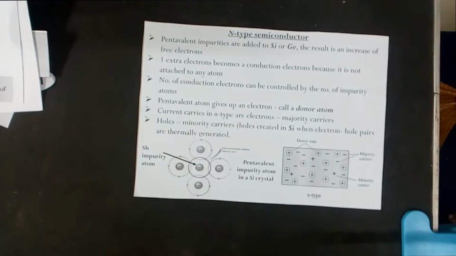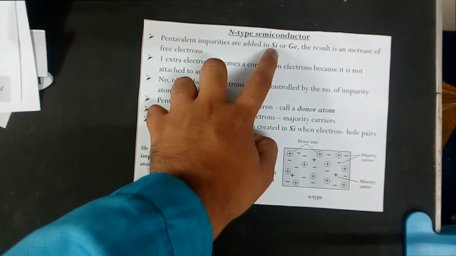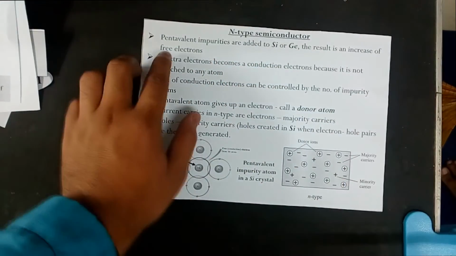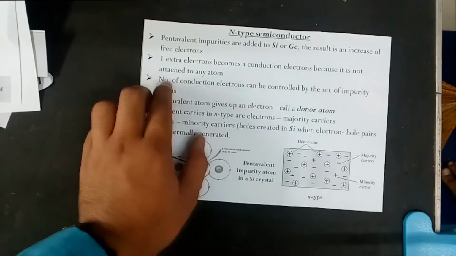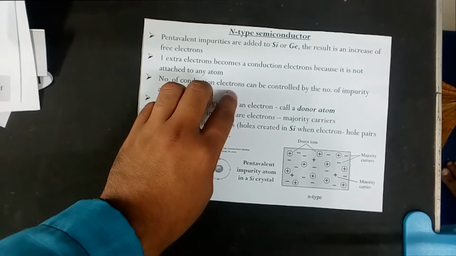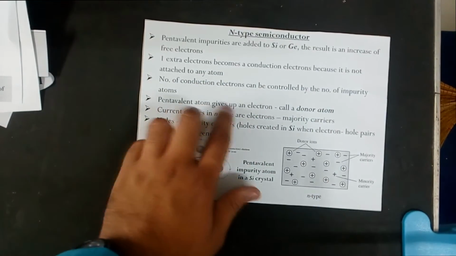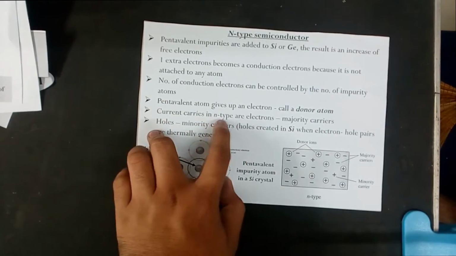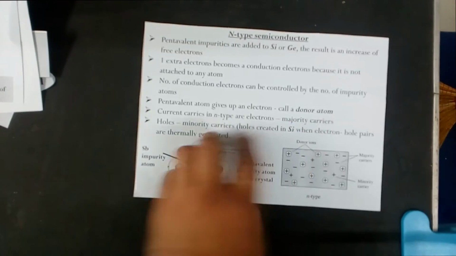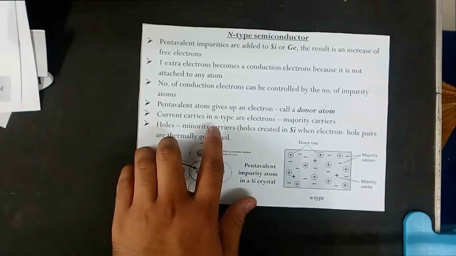Last but not least is the N-type semiconductor. N-type semiconductors are made by adding pentavalent impurities to silicon or germanium, resulting in an increase of free electrons. One extra electron becomes a conduction electron because it is not attached to any atom. The number of conduction electrons can be controlled by the number of impurity atoms. A pentavalent atom gives up an electron, so it is called a donor atom. Current carriers in N-type are electrons, which are the majority carriers, and holes, which are the minority carriers.